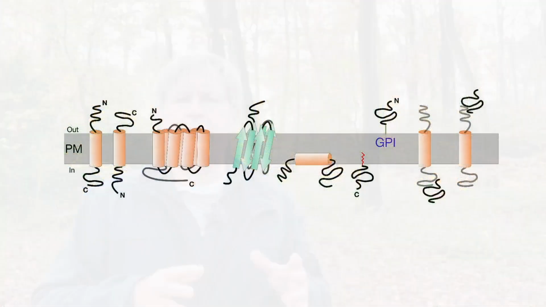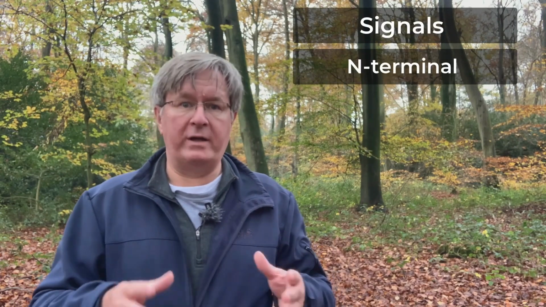Now, we have proteins that span the membrane once or multiple times. Some proteins have the C-terminal outside the cell and some inside. How can this be achieved? Well, there are a number of different types of signal that can be encoded in the amino acid sequence. There is the N-terminal signal, which in this case targets the protein to the ER.